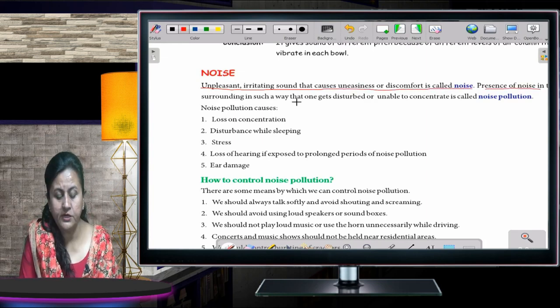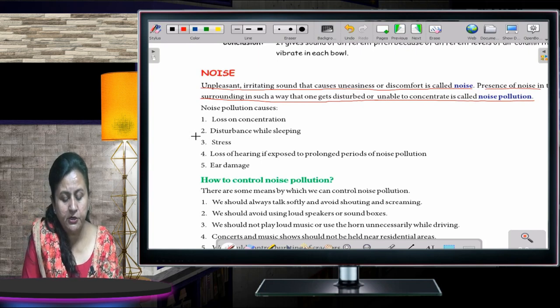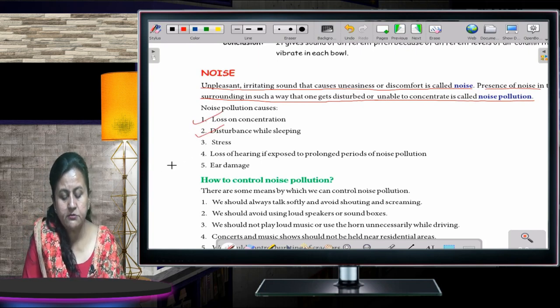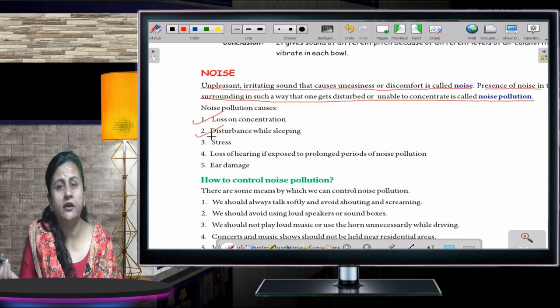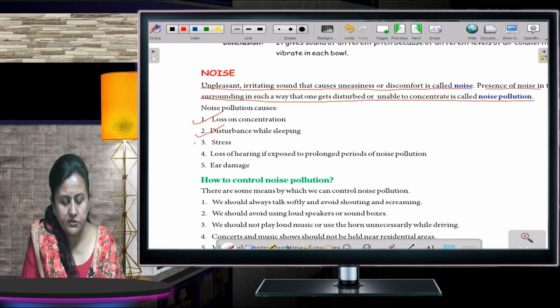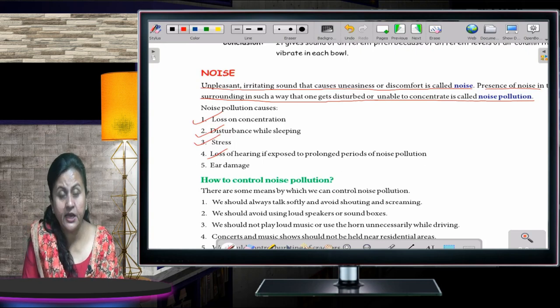Now, the presence of noise in the surroundings in such a way that you are disturbed or unable to concentrate is called noise pollution. What are the effects? Loss of concentration, disturbance while speaking and sleeping. When jagrans are going on, or DJ parties, just next to your house, you're not able to sleep. Then stress, loss of hearing if exposed to prolonged periods of noise pollution, and ear damage.